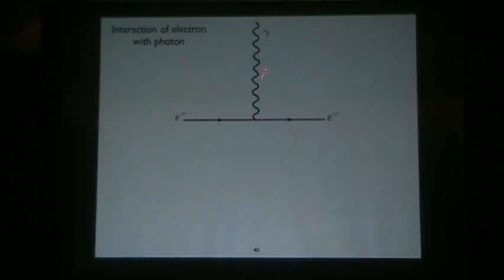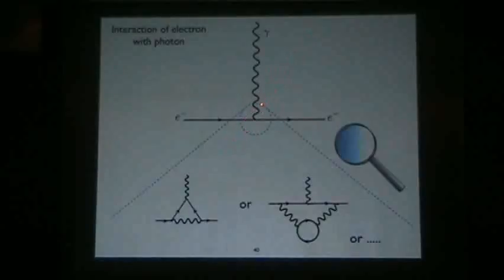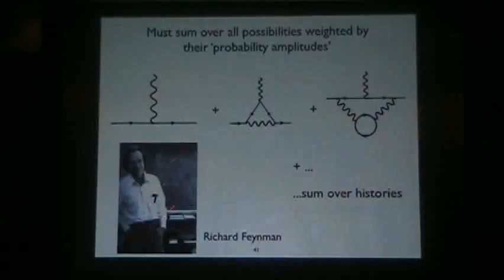But if I look at this point in space-time and I zoom in closely, I don't know how many particles are here. In particular, I don't know if this is happening or something like this, where the electron emits a photon and then that photon gets reabsorbed, or something like this, where I get a photon, then a loop of electrons, then another photon. Many complicated, crazy things can be happening in here, and I don't know which one it is. And in fact, I have to include all of it.